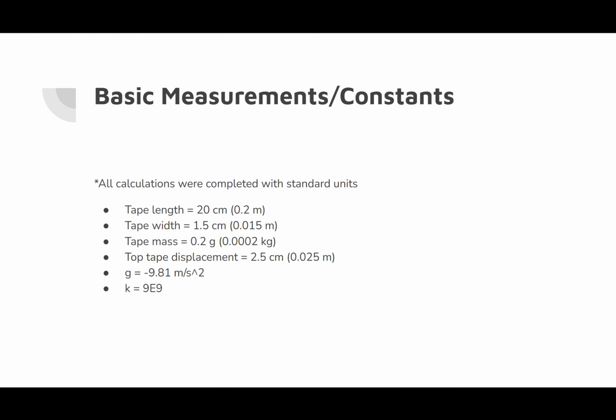Some basic measurements for the tape. The tape is 20 centimeters long, 1.5 centimeters wide, 0.2 grams heavy, and the displacement between the two tapes, the distance between them, is 2.5 centimeters. g, of course, is negative 9.81 meters per second squared, and k is 9e9.